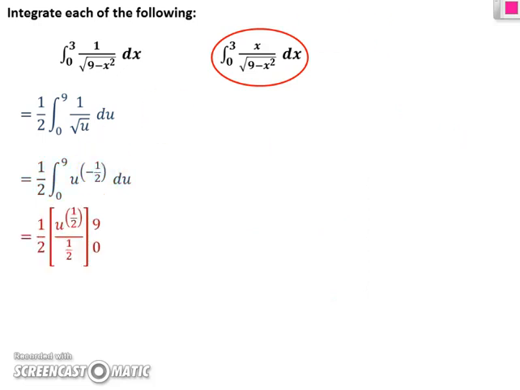And remember, when you divide by a fraction, you're really just multiplying by the reciprocal. So instead of dividing by 1/2, it's like multiplying by 2 over 1. And we can factor that 2 over 1 out and multiply it to the 1/2 on the outside, and it cancels: the 2 and the 1/2 are gone. You're just left with the square root of u, which is u to the 1/2 power. And now the fundamental theorem happens. Plug in the 9, plug in the 0, subtract them. Final answer is 3 here.